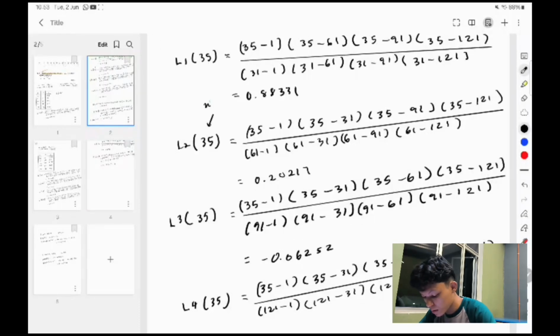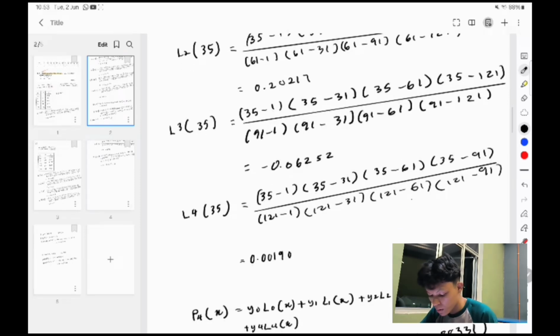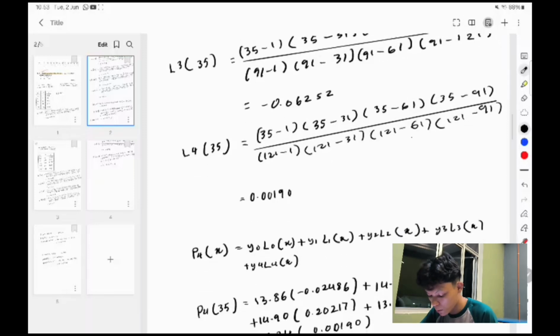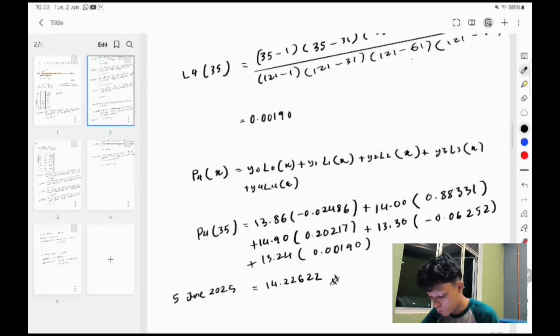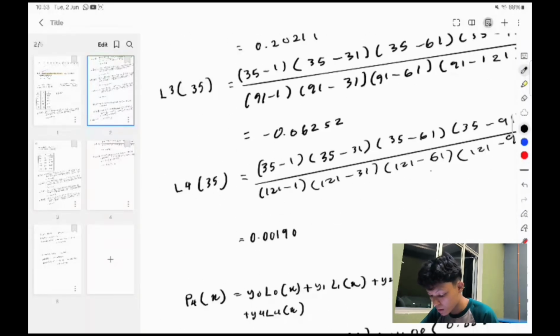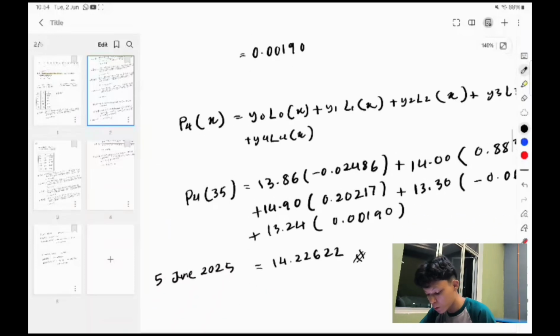we substitute x into this equation, which is 35, and we got 0.20217, and for L3, I already calculated it, and the answer is negative 0.06252, and for L4 I got 0.00190. After we collect all L0 until L4 values from the equation, we substitute them into the P4 equation.